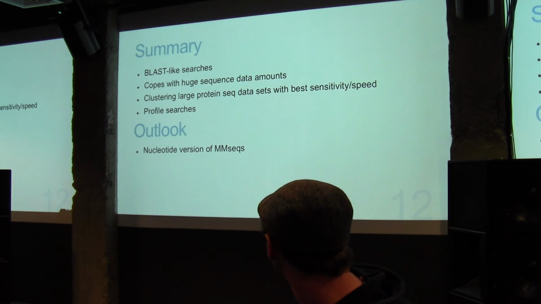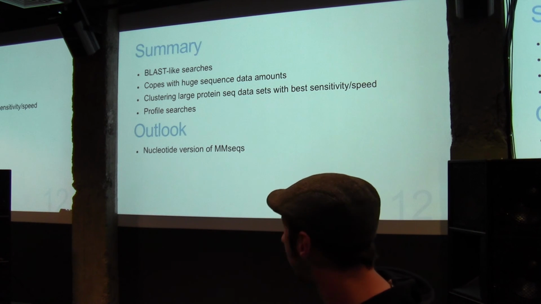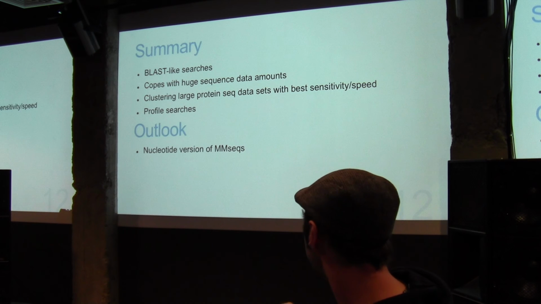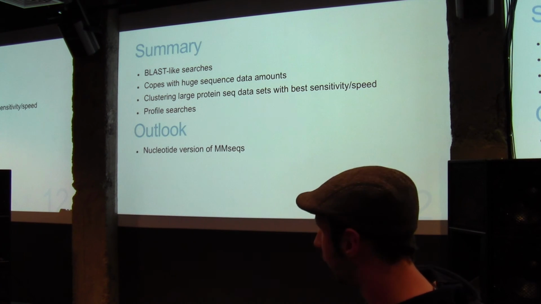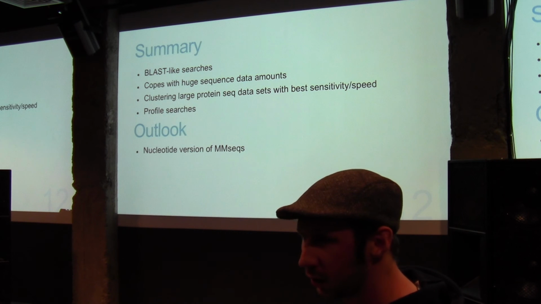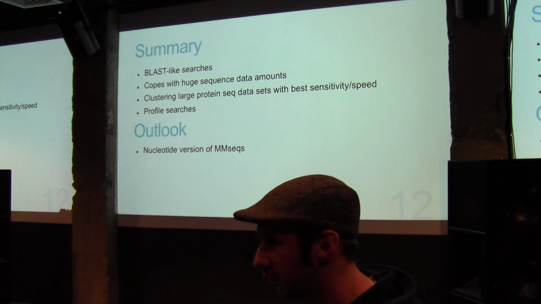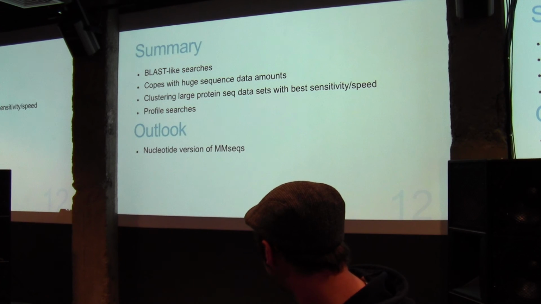And yeah, so, summary, we have a BLAST-like search, which is really fast. We can cope with a huge amount of data. We can run it on several machines. We can cluster it. We have profile searches. And yeah, we are going to work in future probably on a nucleotide version of MMseqs, so to also be able to assemble data with MMseqs.